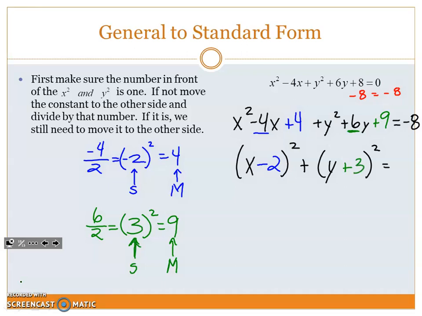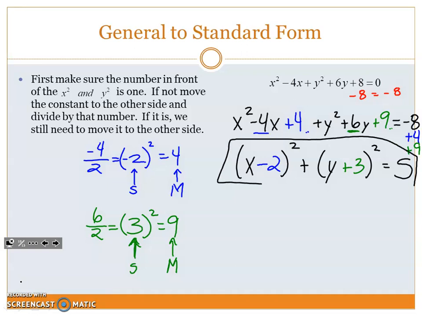Okay? Now, the mistake that everybody makes is you added a 4 and you added a 9. So you've added 13 on this left side of the equation. Remember, we have to keep that balance. So if you add 4 on one side, you must add 4 to the other side of the equation. If I add 9 on one side, I must add 9 on the other side of the equation. Okay, so 9 plus 4 gives me 13 minus 8 gives me a 5.